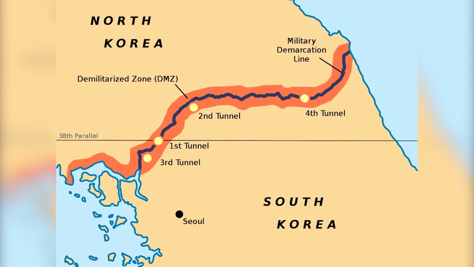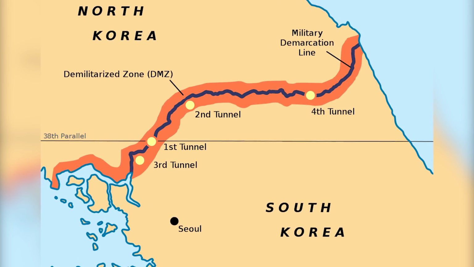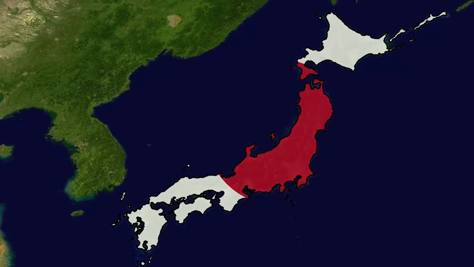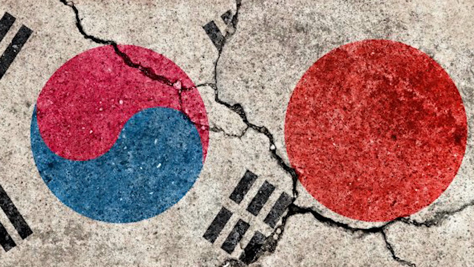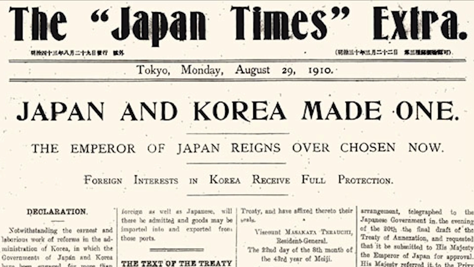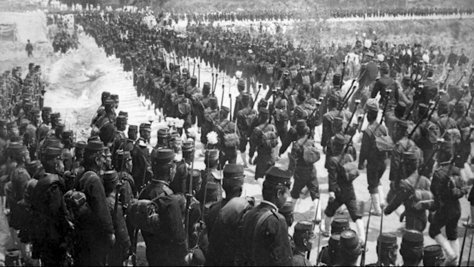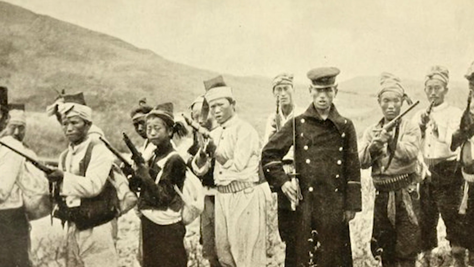Japanese rule. Prior to the division of Korea in 1945, the Korean peninsula was under Japanese colonial rule from 1910 to 1945. During this time, the Japanese government enforced policies to assimilate Koreans into Japanese culture and language while exploiting Korean resources and labor. This led to a growing sense of Korean nationalism and anti-colonial sentiment.